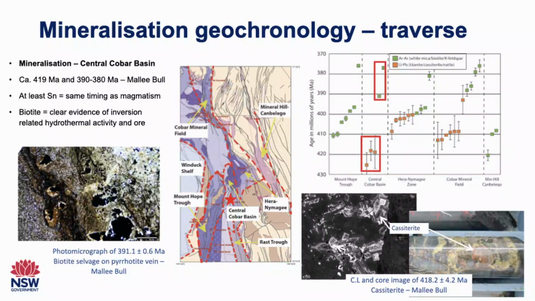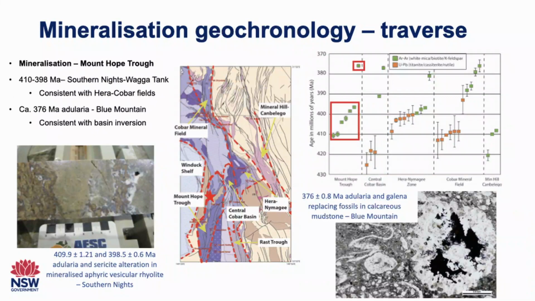In saying that, we do also get later ages, so we dated some biotite selvages for example, around some of the main sulfide, or some sulfide veins, and they have definitely formed during the inversion phase. Yeah, so the key there is there was mineralisation at Mallee Bull, even if it's just tin, at the same time as volcanism. It's probably the first time we've actually been able to pinpoint something directly.